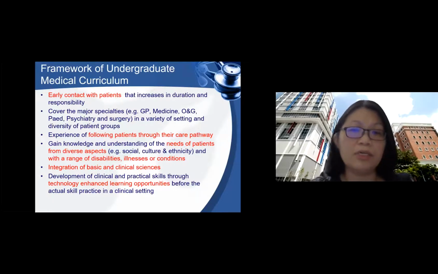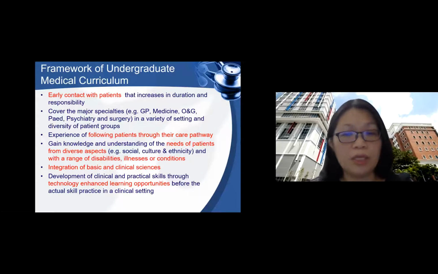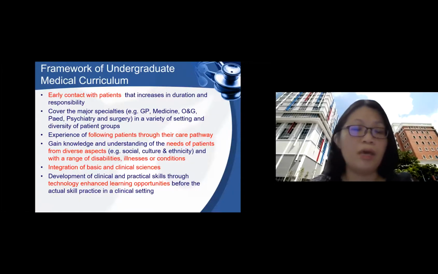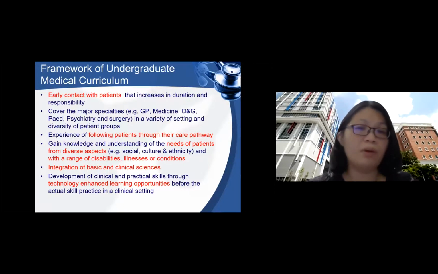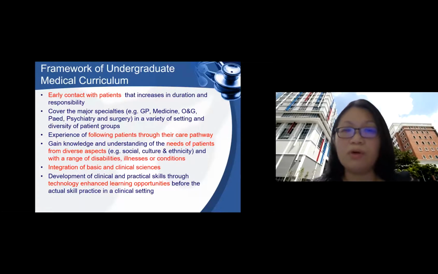Perhaps during the first year, they will just look at signs and symptoms. In the second year, they may start having face-to-face interaction with the patient. And finally, in the 5th year, they may need to follow the patient throughout, from admission until discharge, when they become healthy. So patient contact is very much emphasized in our medical program, right? The medical program should be able to cover most of the major disciplines of medical science, for example GP, medicine, OMG, and PITS, in various settings and on a diverse range of patient groups, right?